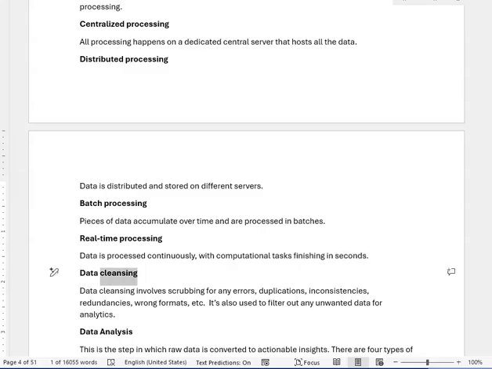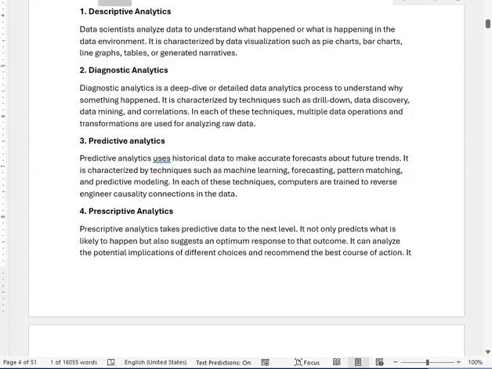Data cleansing. Data cleansing involves scrubbing for any errors, duplications, inconsistencies, redundancies, wrong formats, etc. It's also used to filter out any unwanted data for analytics. Data analysis. This is the step in which raw data is converted to actionable insights. There are 4 types of data analytics.